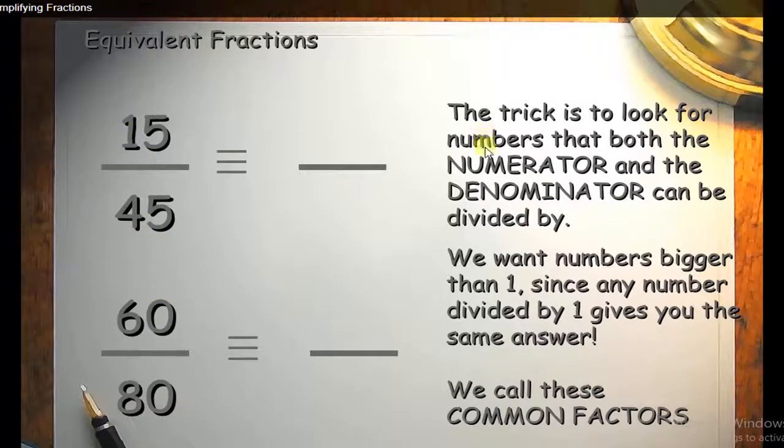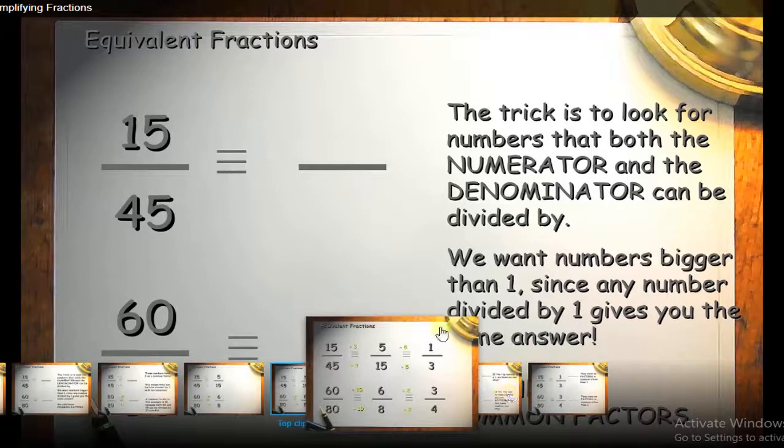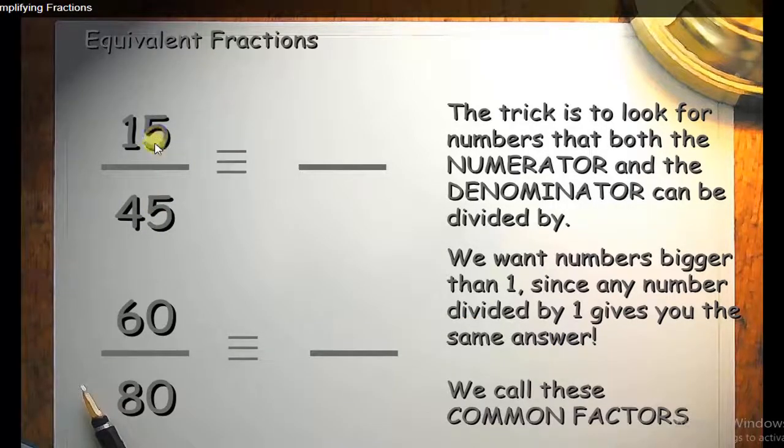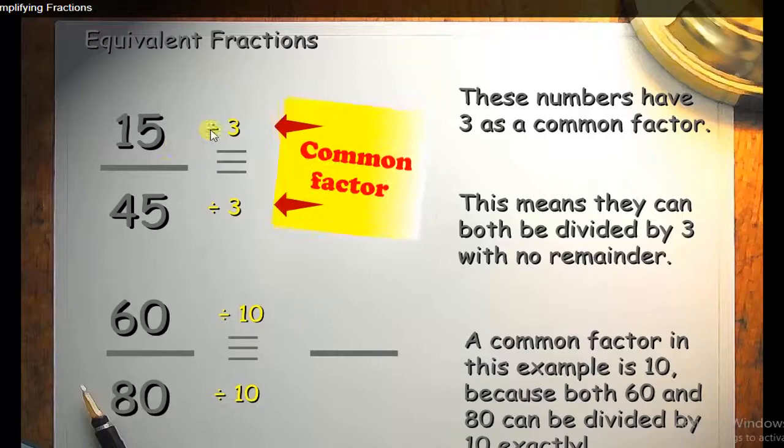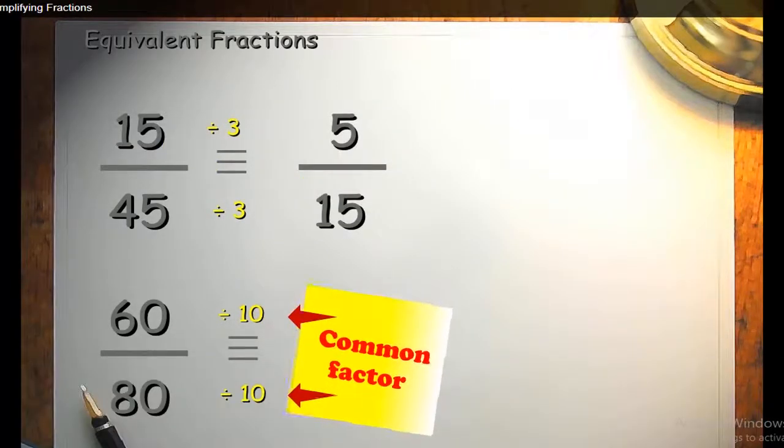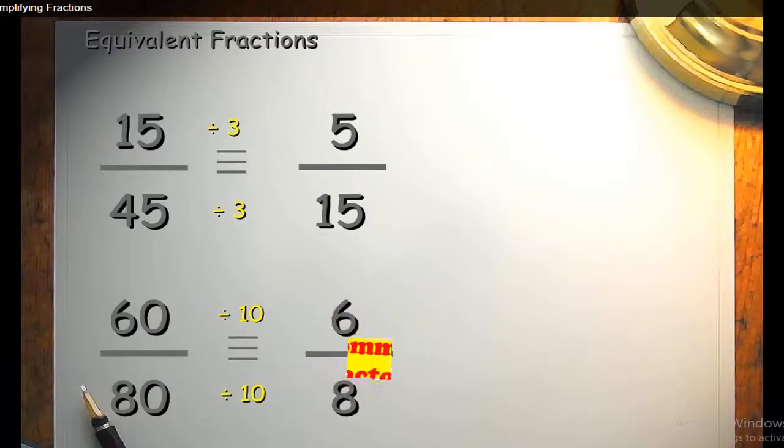The trick is to look for a number that both the numerator and the denominator can be divided by. We want numbers bigger than 1, since any number divided by 1 gives you the same answer. We call these the common factors, okay? The numbers that can divide both the numerator and denominator, we call common factors. Now, if we divide this by 3, and this by 10, you would get 5 over 15, and 6 over 8 for 60 over 80.